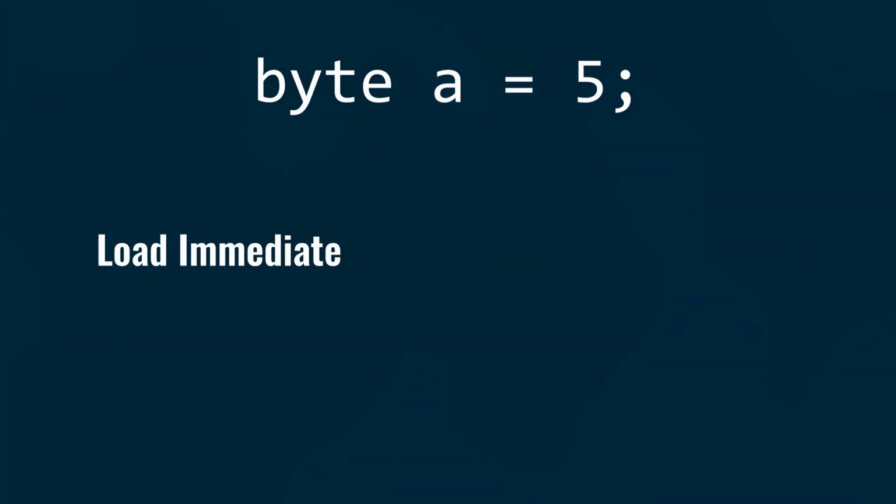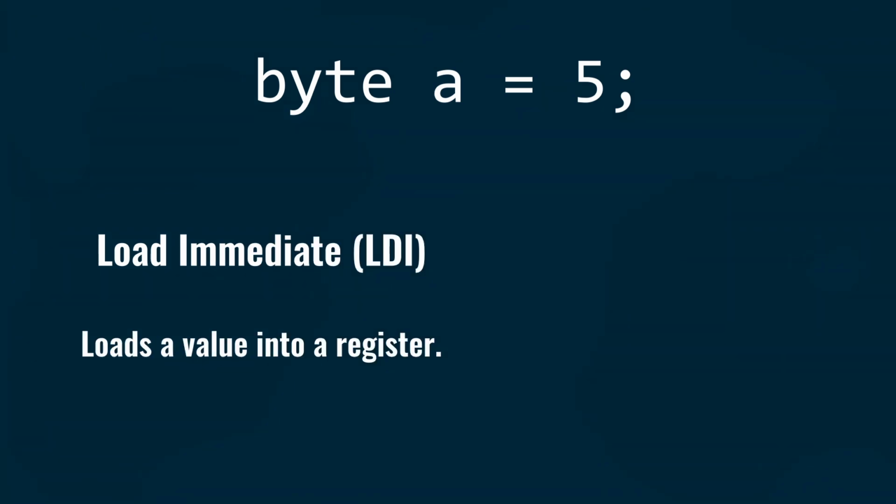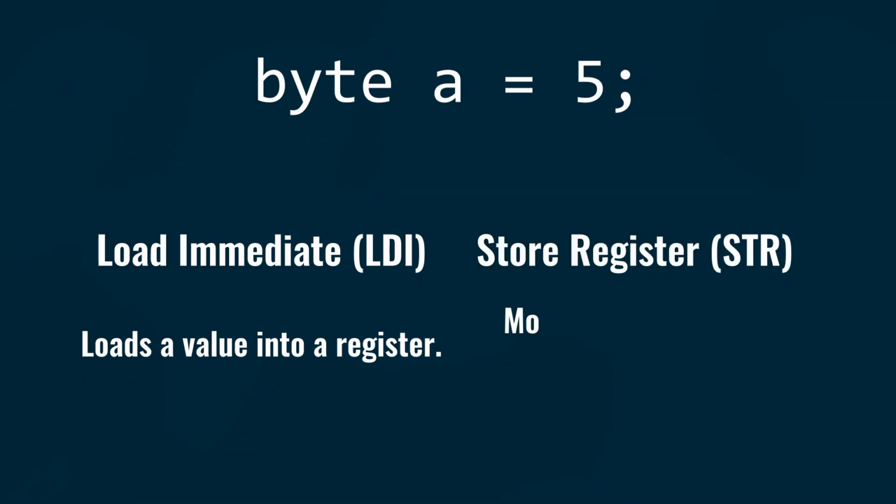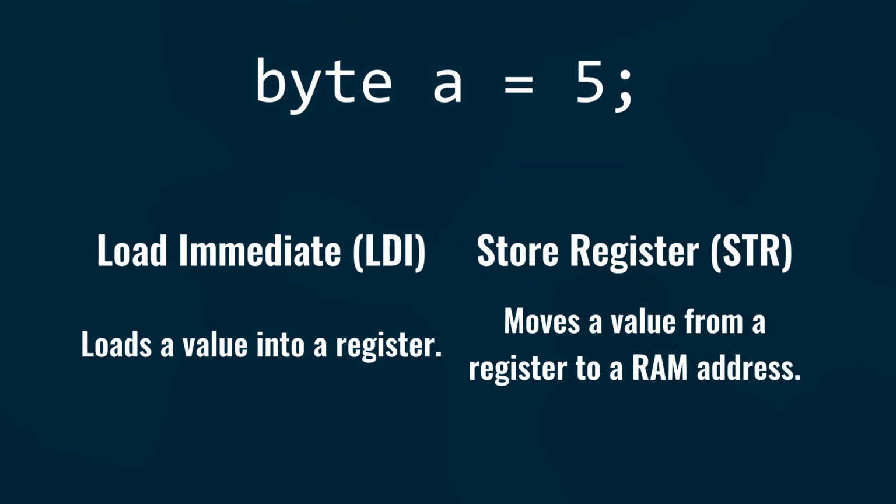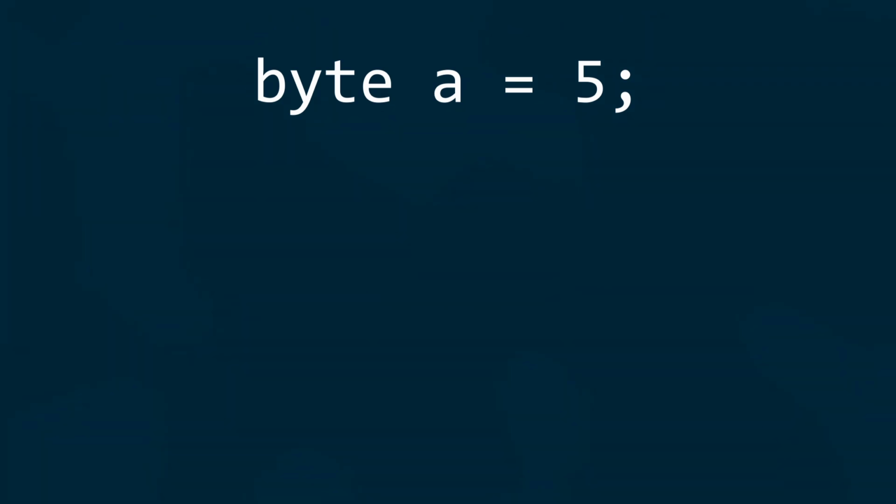Let's start with memory. I want byte A equals 5 to translate into two instructions. The first instruction is load immediate, represented as LDI, which loads a value into a register. The second instruction is store register, represented as STR, which moves a value from a register into a RAM address. First, we want to load a 5 into a register. We can do that with LDI 5 0, which should load a 5 into register 0.